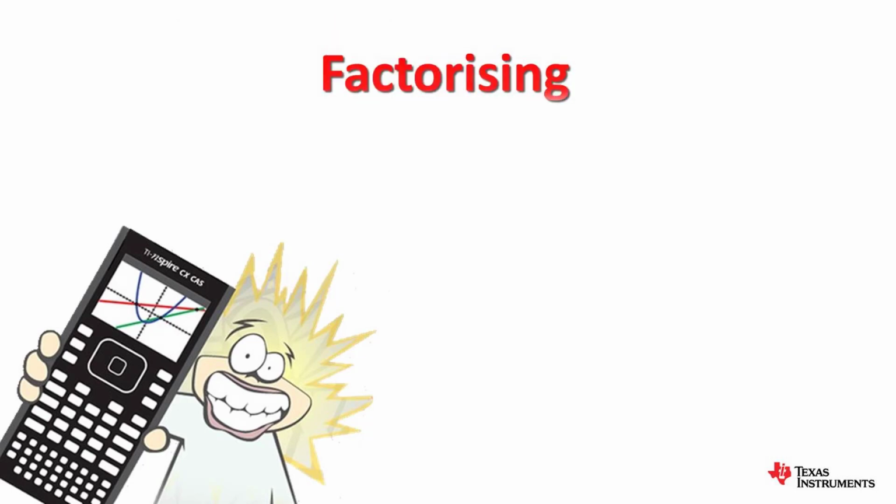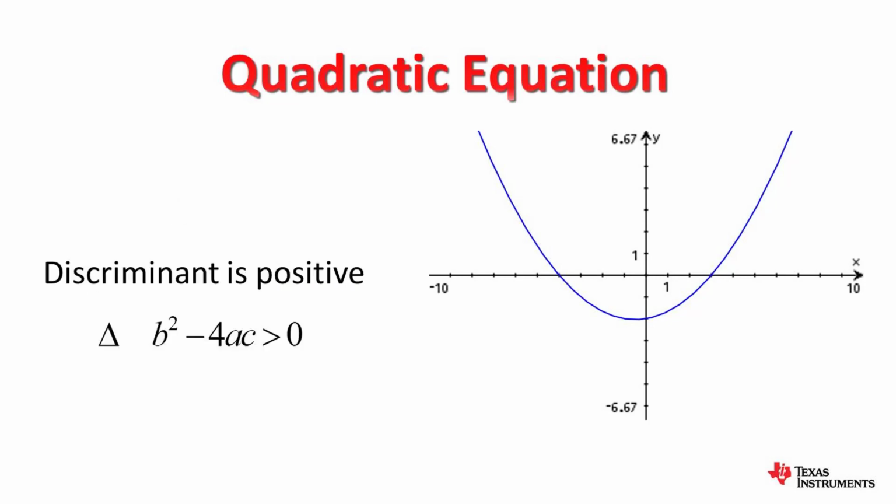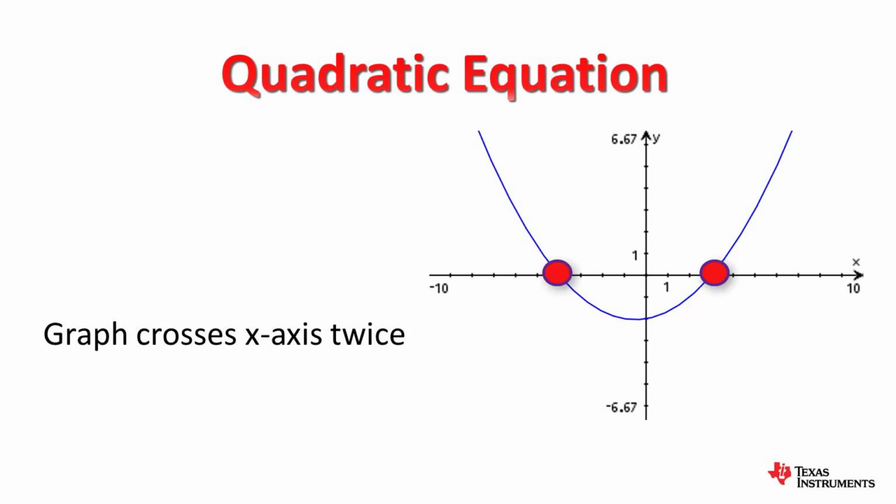Okay, in this video we're going to be looking at solving quadratic and cubic equations using TI-Nspire CAS. First of all, a quadratic equation with real coefficients can have two real distinct roots. That happens when the discriminant is positive, in which case the graph of the function would cross the x-axis twice.